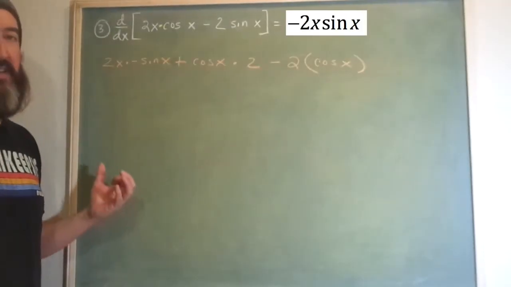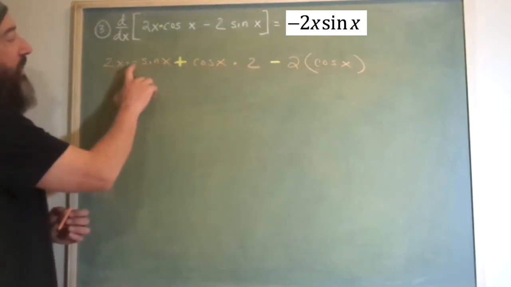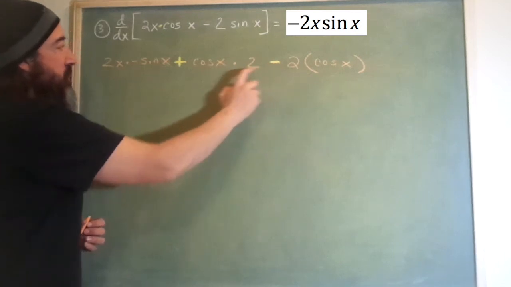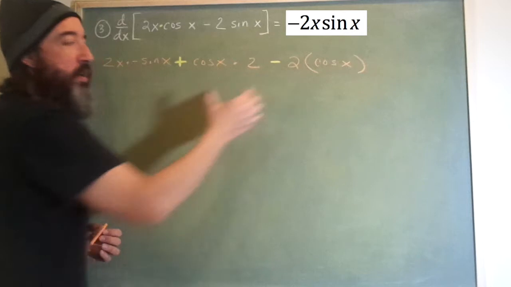Allow me to highlight the addition and subtraction symbols. I'm thinking of this as a negative. Here we have an addition symbol. Here we have a subtraction symbol. This is one term, this is one term, and this is one term.